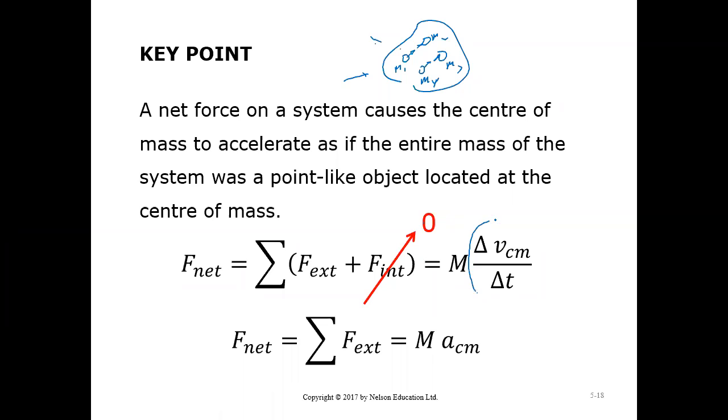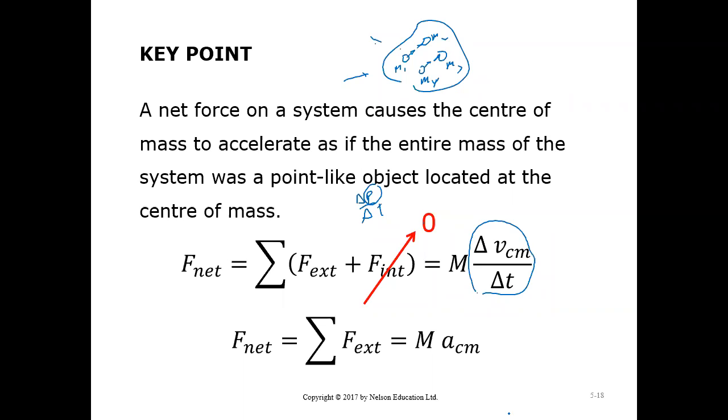this is the acceleration, right? Because we know the net force is equal to delta P over delta T. For P, I can write mass times velocity of the center of mass. So the net force is equal to total mass times the acceleration of the center of mass. So that's why the concept called center of mass is important.